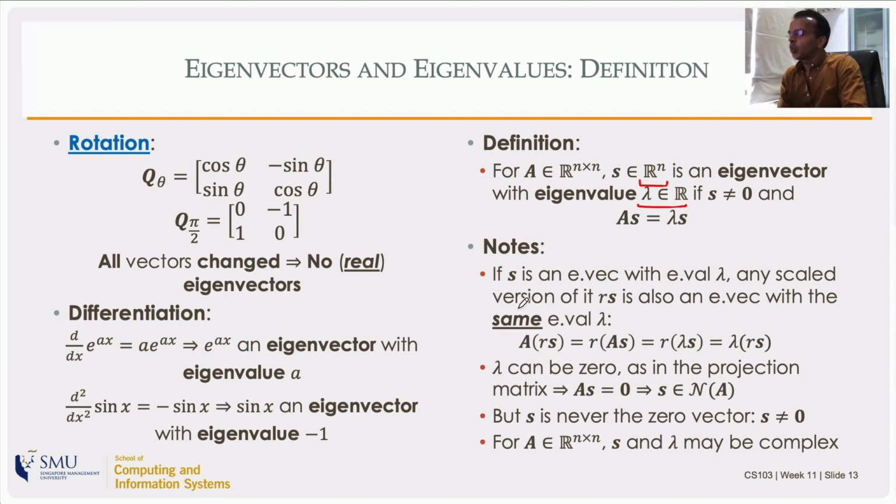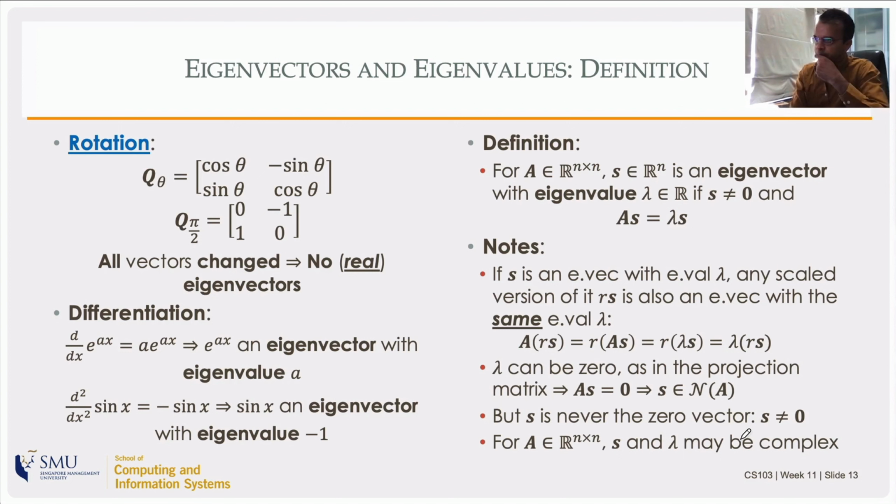Now, one thing to note is that if s is an eigenvector with a particular eigenvalue, any scaled version of s, so let's say r times s, is also an eigenvector with the same eigenvalue. If I take A times rs, r just comes out, that becomes r times As, and As we know is lambda s because s is an eigenvector. So it becomes lambda times rs. So if you think of rs as another vector, that also is an eigenvector of A with the same eigenvalue. That basically means eigenvectors define only directions. We're not really interested in the magnitude. So for that reason, we will typically just normalize the eigenvector. If you do it in SageMath, I believe you will always get the normalized version of the eigenvector.